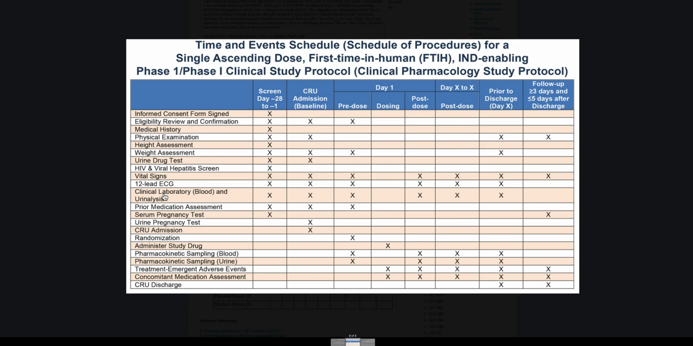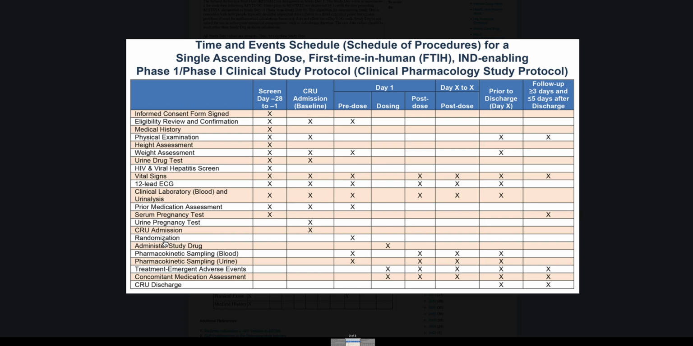Then we also need, in the visits, the clinical lab and blood and urine analysis, or urinalysis. We also look into the previous medication. We look into any concomitant medication. We also may want to ask the patient, if it's a female, to have a pregnancy test, because this is one of the conditions of the study. For example, that patients must not be pregnant, because it's not ethical, of course, to test a drug in a pregnant population. You can also look into randomization of the patients in different groups.